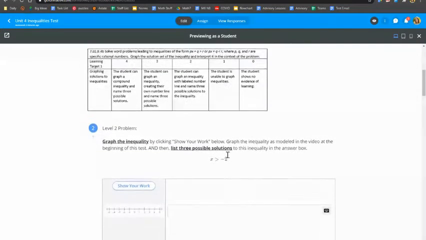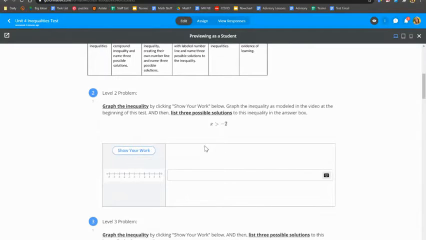Okay, now a couple of things. Notice the very first question here has two parts to it. Graph the inequality by clicking Show Your Work below. Graph the inequality as modeled in the video at the beginning of this test. Oh, that's this video right here. You've come to the right place. And then list 3 possible solutions. So make sure you read carefully because a handful of these do have 2 parts to the question. And if you don't have both parts completed, you will not receive full credit.